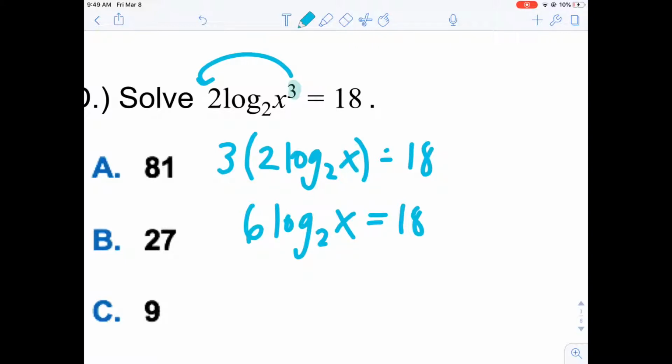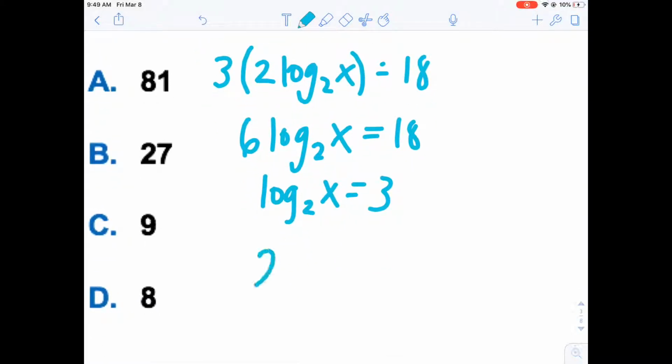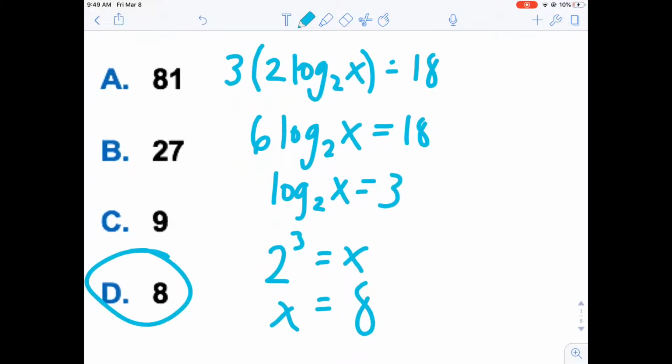And from here we're going to divide by 6. So log base 2 of x is equal to 3. 18 divided by 6 is 3. And then we'll just rewrite this as an exponent. This is going to become 2 to the 3rd equal to x. So x is equal to 8. And that is our solution, part D.